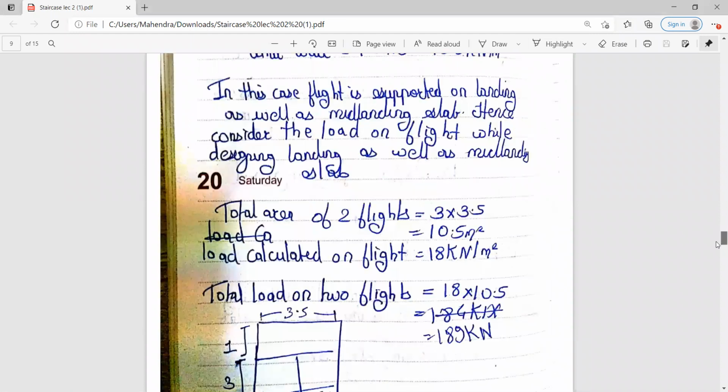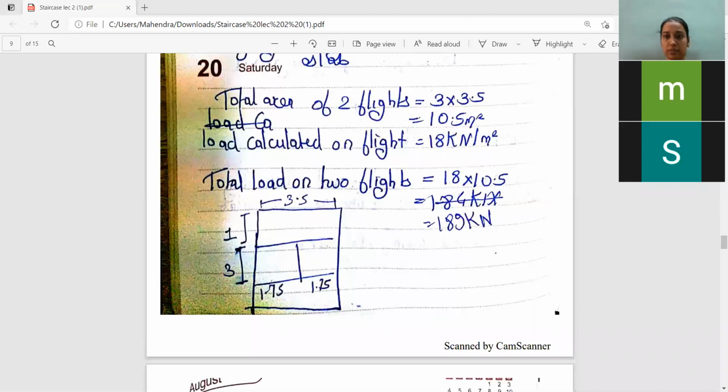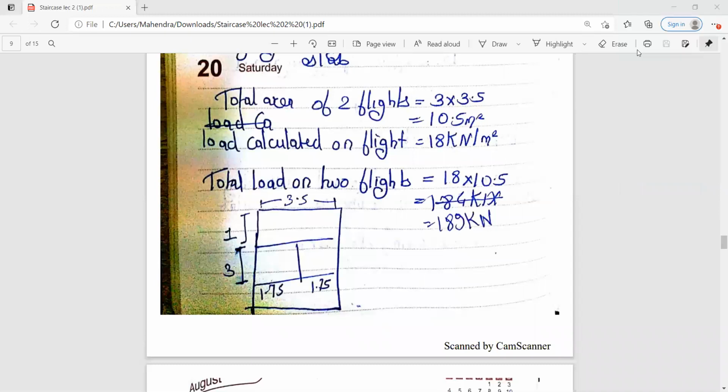So the total area for the two flights, what is 3 over here now? 3 is nothing but the going distance. So going distance into 3.5, where 3.5 is nothing but the size of the room. So going distance into the size of the room, that is 3 into 3.5, will be 10.5 meter square. That is the total area of the two flights.